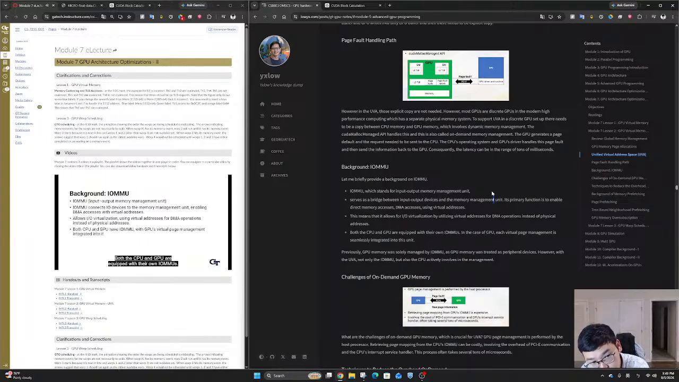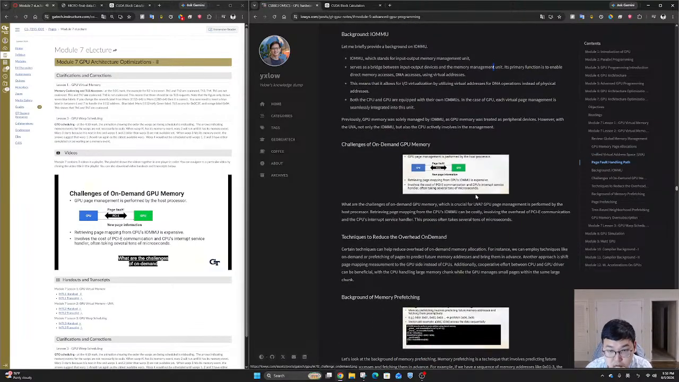Both the CPU and GPU are equipped with their own IO-MMUs. In the case of a GPU, each virtual page management is seamlessly integrated into this unit. Previously, GPU memory was solely managed by the IO-MMU, as the GPU memory was treated as a peripheral device. However, with UVA, not only the IO-MMU, but also the CPU is actively involved in the management.